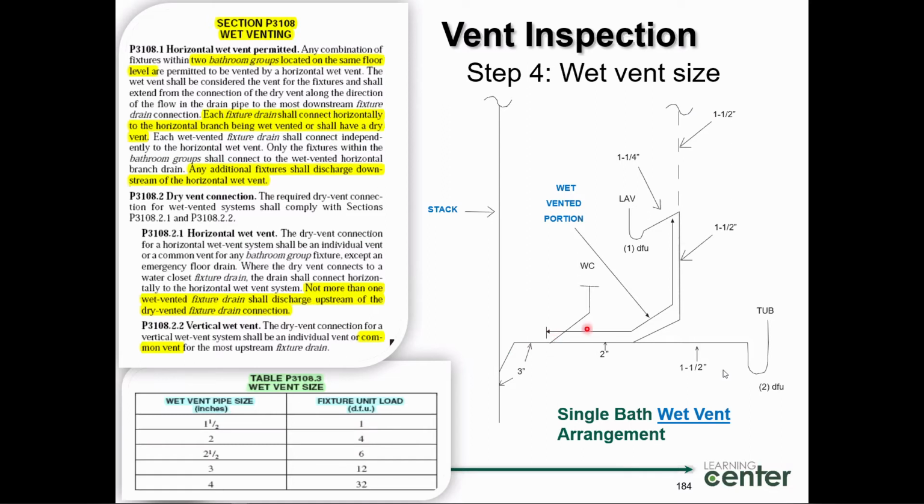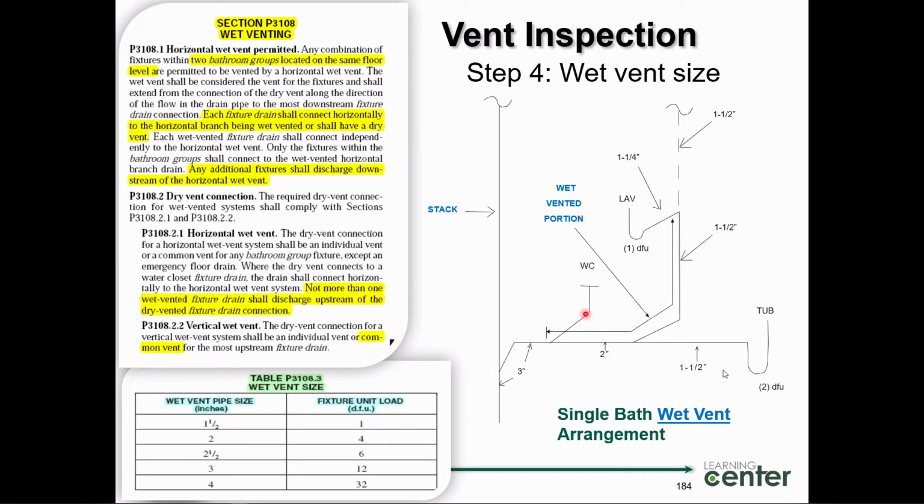So it ends here. It starts here, comes down vertically, goes horizontally now, and ends up on the last fixture, which is the water closet that ties in to this horizontal wet vent pipe. Okay? That's exactly what it says. Each fixture drain shall connect where? Horizontally.